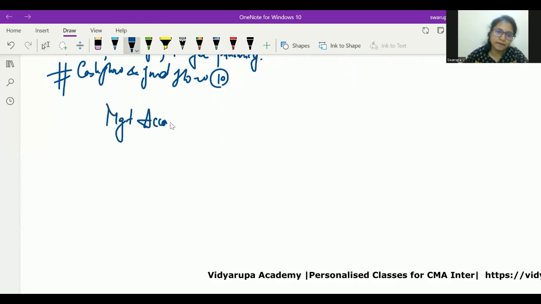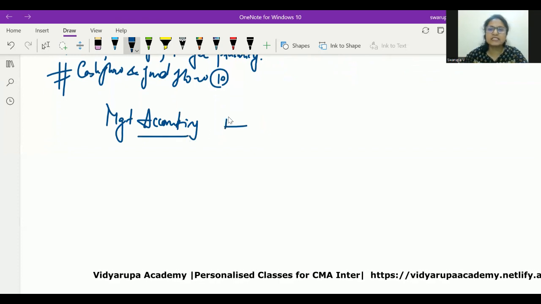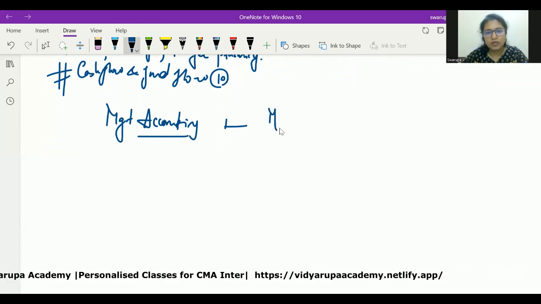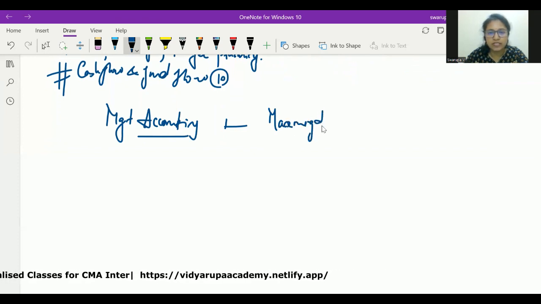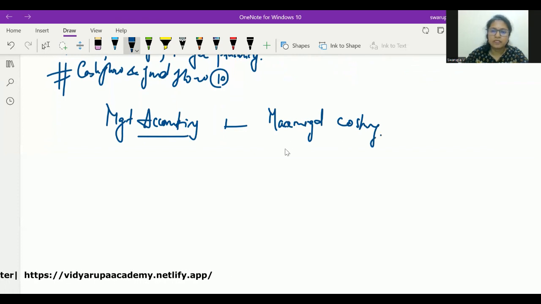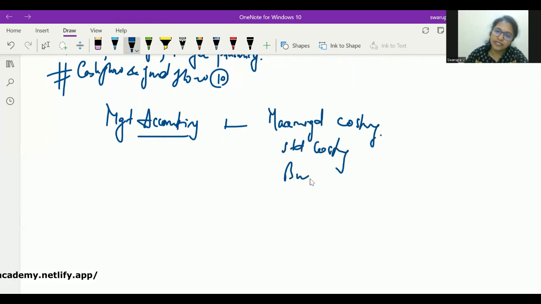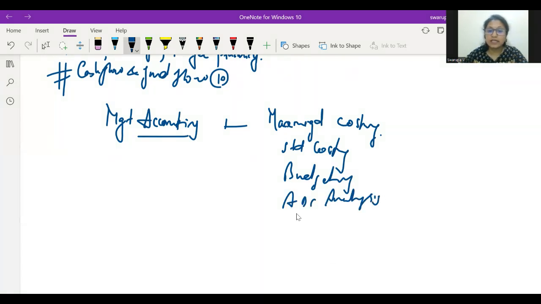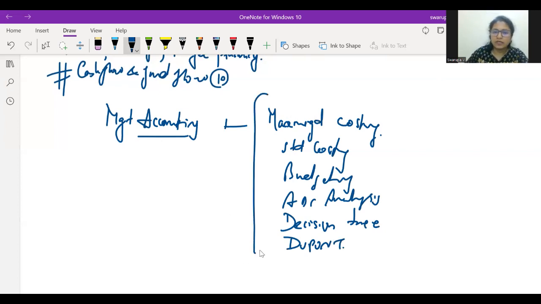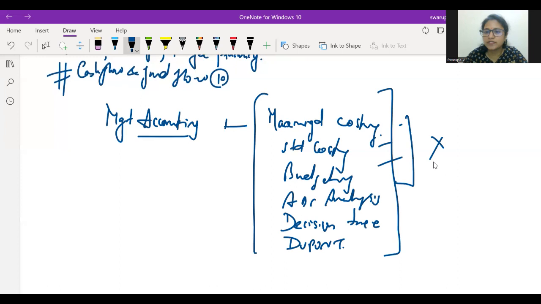Management accounting. It is an extended form of cost accounting. So you will have marginal costing, standard costing, budgeting, ABC analysis. Then you have decision tree, which is important, and DuPont analysis, which is important. So give importance to these topics. Marginal, standard, budgeting, 100% you will get one or two questions. So covering that end to end is very important to clear management accounting.